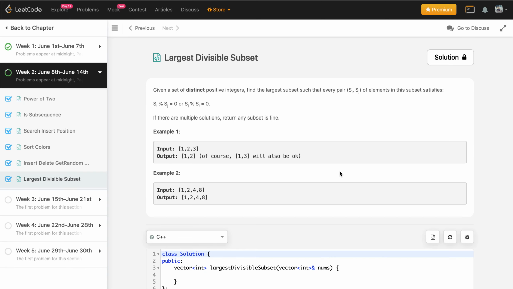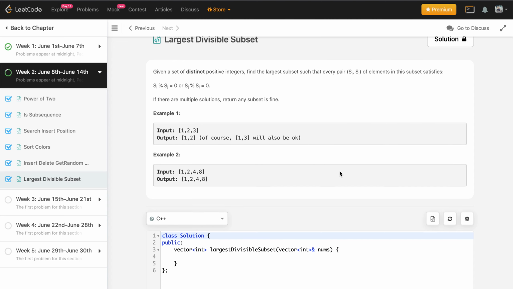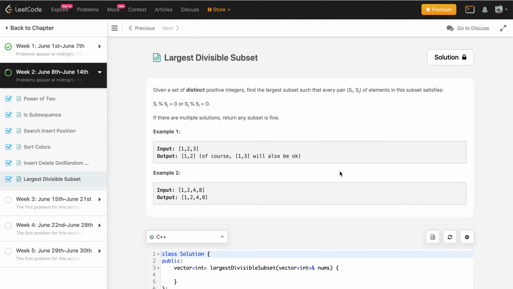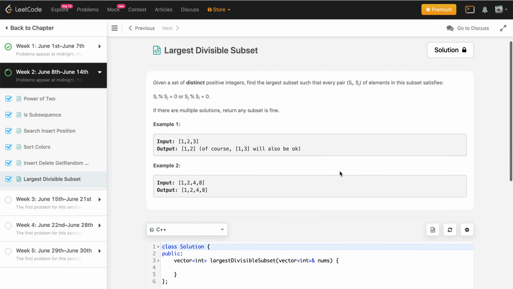Hello guys, today I'm going to explain how we can solve this problem, Largest Divisible Subset. This is a problem from LeetCode's June challenge. Let's read the problem statement.